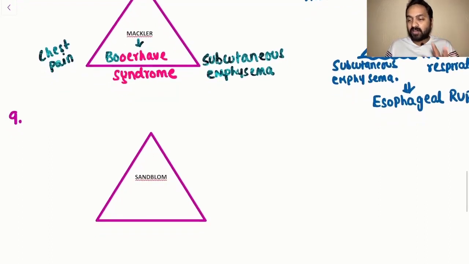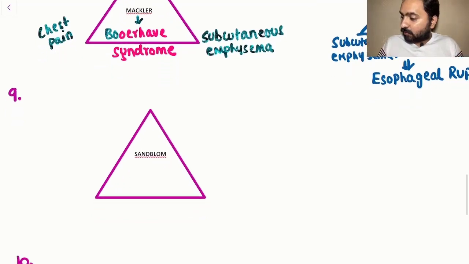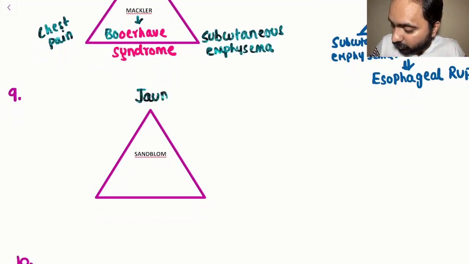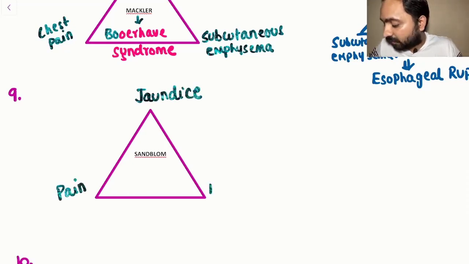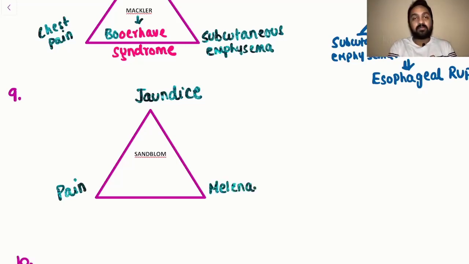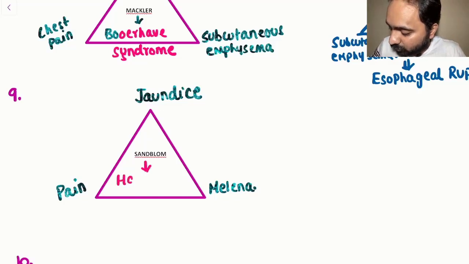Right. Now moving on to the next triad is your Sandblom triad. So what are your components of your Sandblom triad? So the first component that we have is jaundice, then we have pain, and we have your melena. Right. So where is this Sandblom triad seen? Now this is classically seen in your hemobilia.